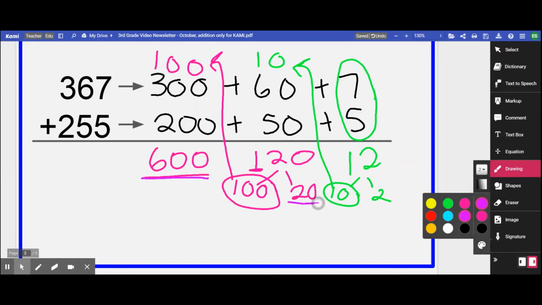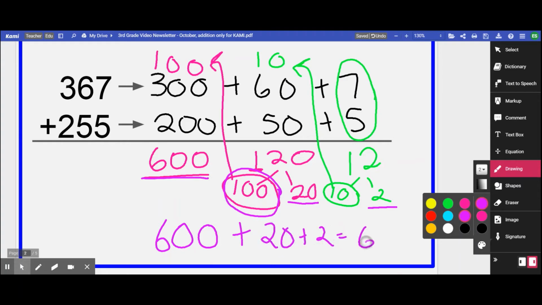To find the sum, I look at the hundreds, the tens that I have left after I regrouped the 100, and the ones that I have left after I regrouped the tens. So I have 600 plus 20 plus 2, and that equals 622. So the sum of 367 plus 255 is 622.